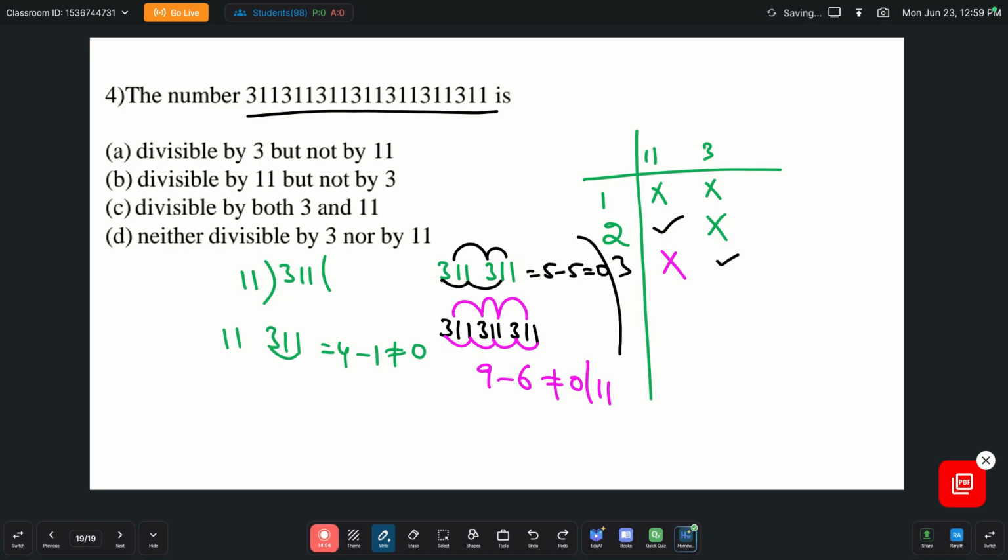So if I take 1 time, it is not divisible by 3 and 11. If I take 2 times, it is divisible by 11 table, but it is not divisible by 3 table. If I take 3 times, it is divisible by 3 table, but it is not divisible by 11 table. So total 311 is given 7 times. 7 is not a multiple of 2 or 3, we are not getting it in 2 table or 3 table. So whatever the given number, it is not divisible by 3 nor divisible by 11.